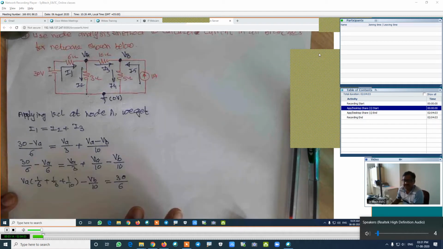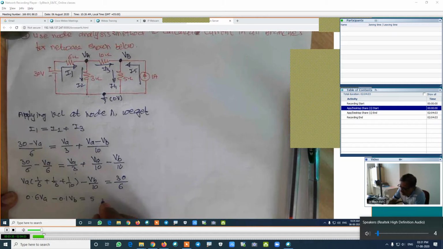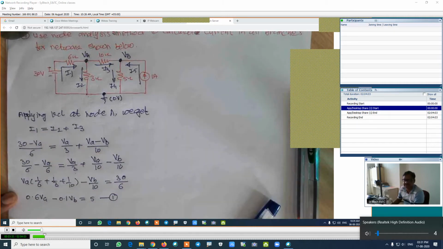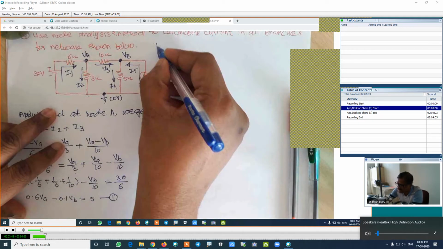Yes. Ruchira. Yes, sir. 0.6 VA minus 0.1 VB equal to 5. This is equation number 1. Is it right? Yeah. Now, Saurabh, correct your value? Yes, sir. Correct. Okay, fine.